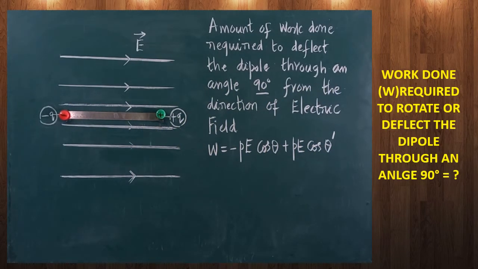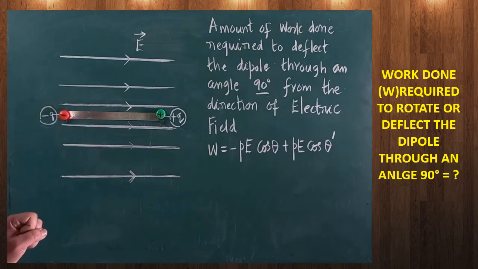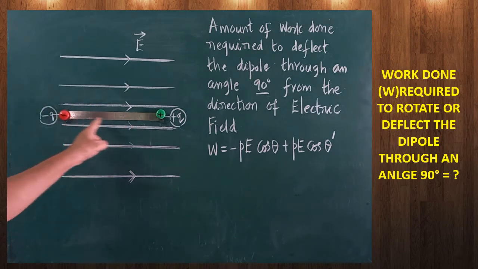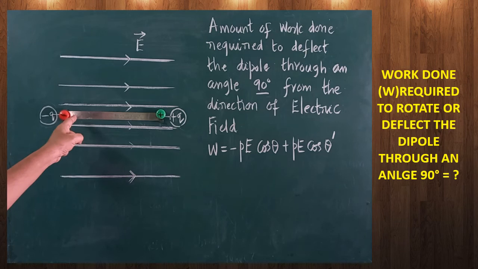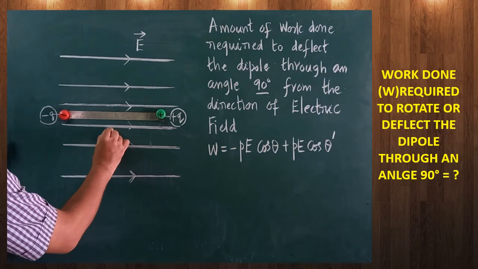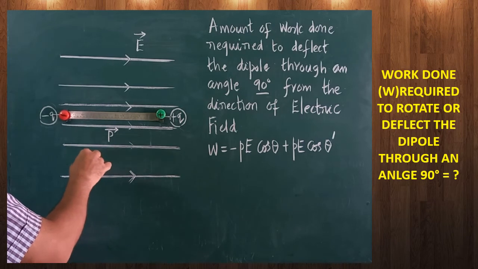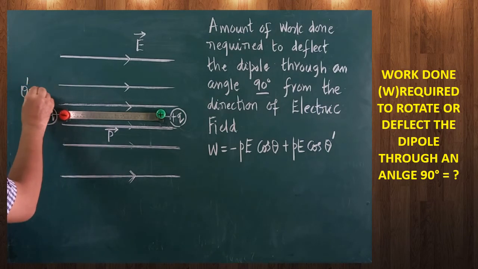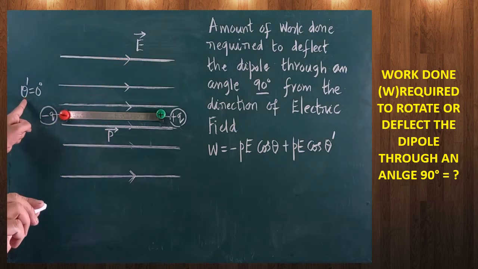Now we are going to derive the expression for the work done while rotating the dipole within the electric field. Let us imagine this is the initial position of the electric dipole. In the initial position, the dipole is aligned along the direction of the electric field. So the angle between the dipole moment P and E is how much? The initial angle, theta dash, can be taken as 0 degrees.